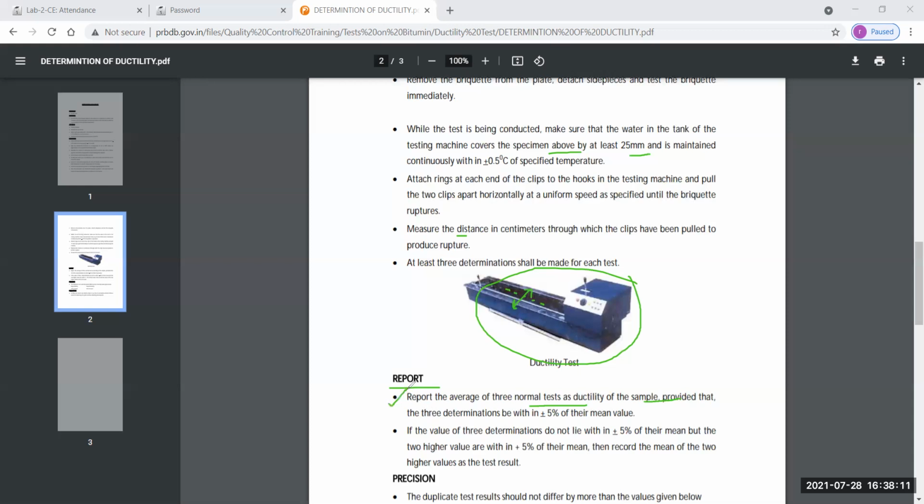Next, if the value of three determinations do not lie within plus minus 5% of their mean, but the two higher values are within plus minus 5% of their mean, then record the mean of the two higher values as the test result. So basically, here we do the bitumen. The bitumen should be poured in thin layers and evenly throughout so that no air pockets are left in the briquette sample.